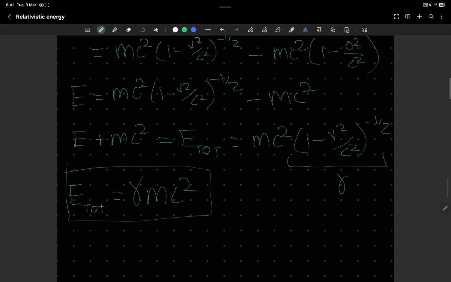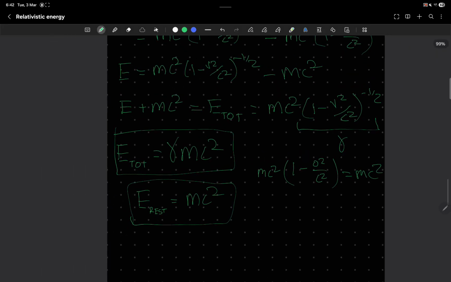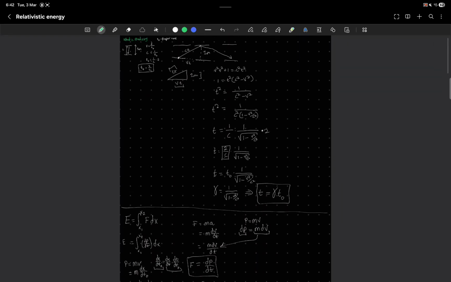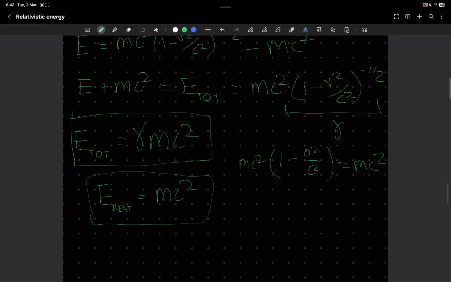Nice, okay. And the reason why it's commonly called the rest mass energy is because if v equals 0, then you're just going to get E rest is equal to mc squared, because 1 minus 0 squared upon c squared times mc squared is just going to give you mc squared. Therefore, that is how you derive the famous mass energy equivalence, probably in a more simple way. I'm actually not sure how Einstein did it, but yeah, that's how you derive E equals mc squared.